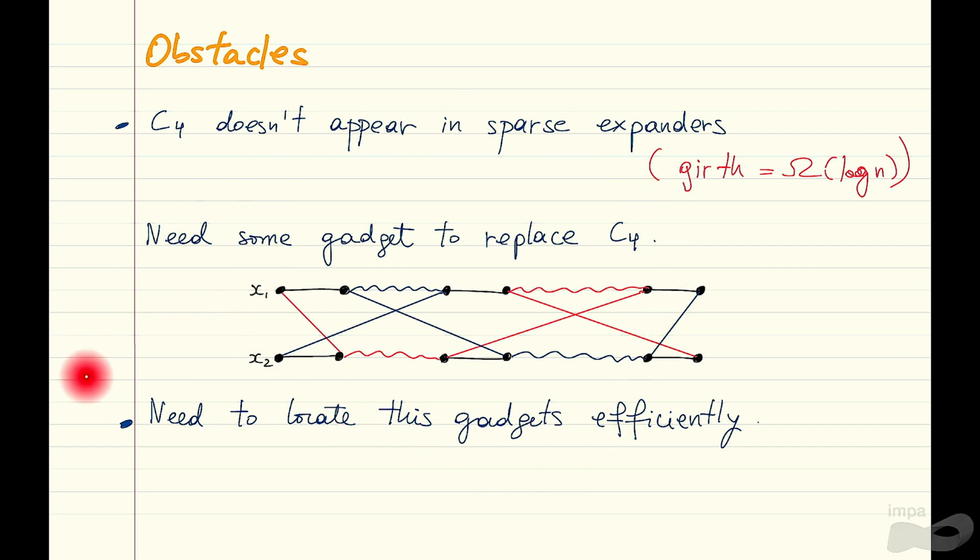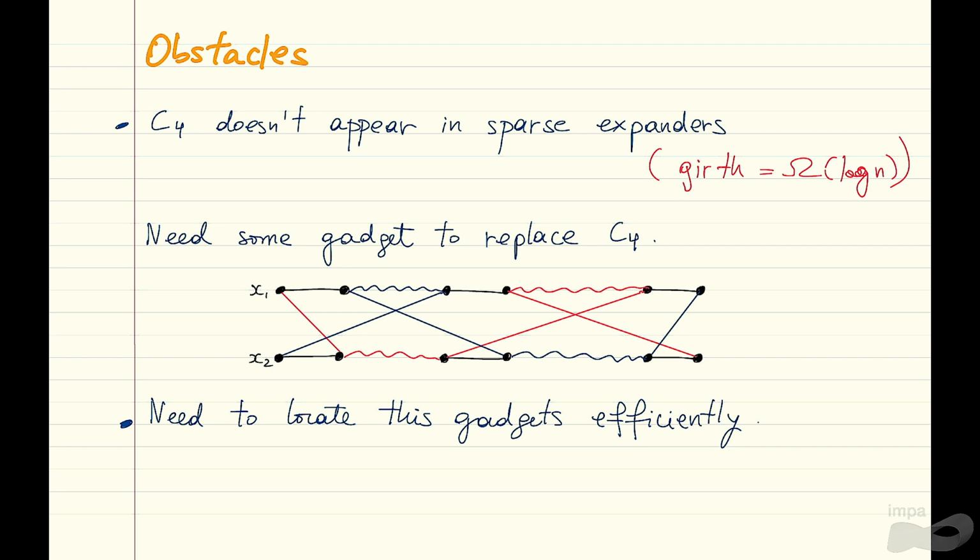found this very magical gadget, which is just a cycle. So these straight lines form a cycle, and these wiggly lines are paths. And the idea is that you can do the same thing as in the C4 case. So I can either go a straight line and a straight line, or I can do the following. I can follow the red path to go from x1 to y2, which is not there, or I can do the blue path to go from x2 to y1. So this thing replaces the C4.